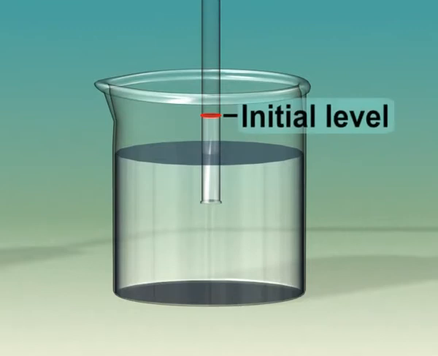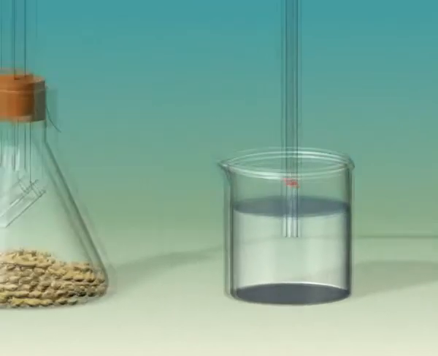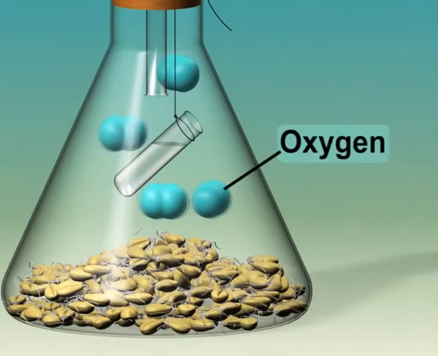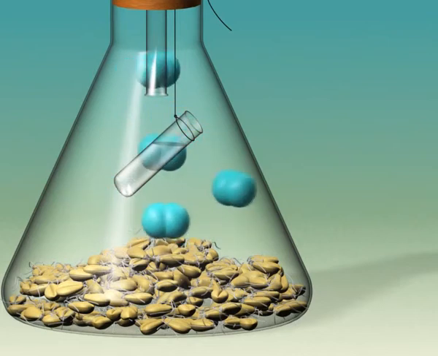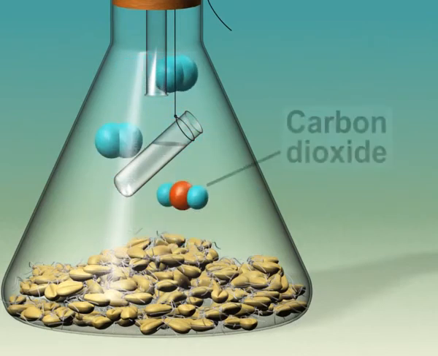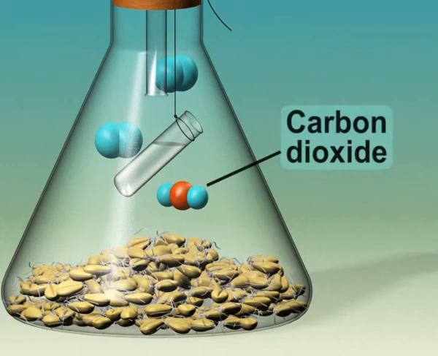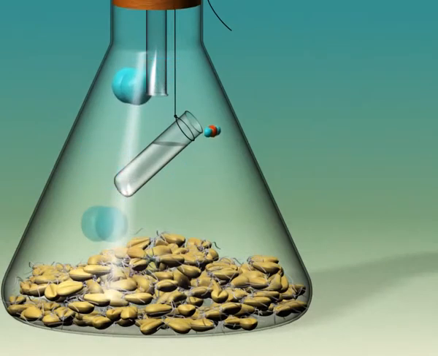This apparatus is made airtight and allowed to stand for a couple of hours. You know oxygen is present in the flask. Germinating seeds will absorb oxygen and release carbon dioxide. This carbon dioxide, present in the air or produced during aerobic respiration, will be absorbed by potassium hydroxide present in the small tube, thus creating a vacuum.